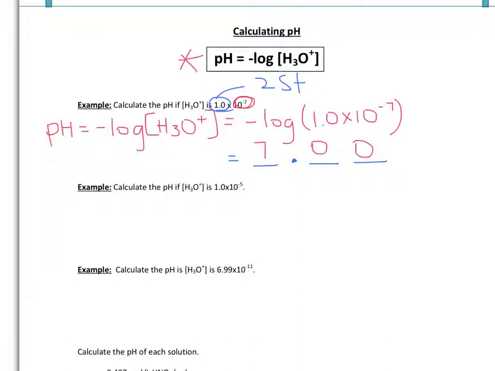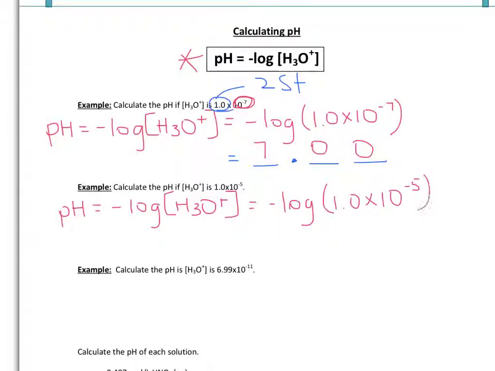Now let's calculate the pH if the hydronium ion concentration is 1.0 times 10 to the negative 5, very similar to the last example. So we have negative log of 1.0 times 10 to the negative 5. To practice for the IB exam, let's try to do this without a calculator. First, look at the concentration and ask yourself, how many significant figures does it have? And in this case, it has 2 significant figures.